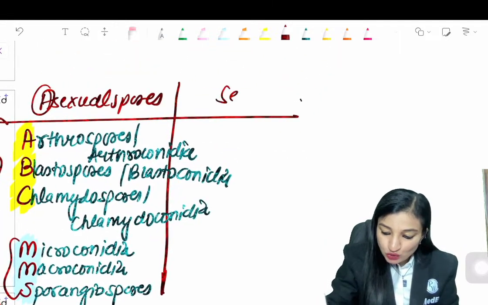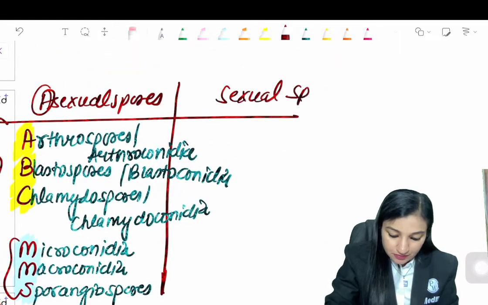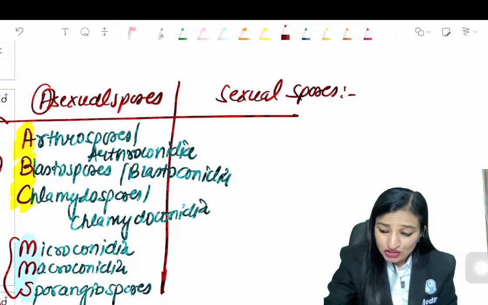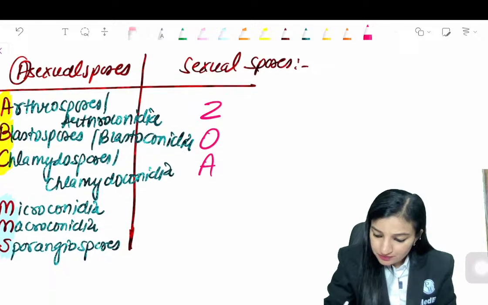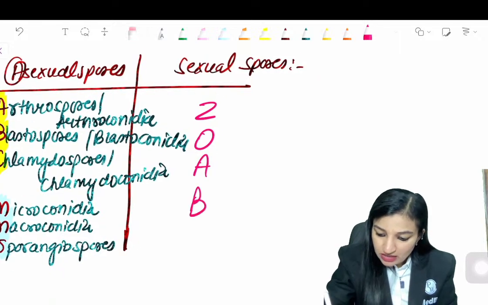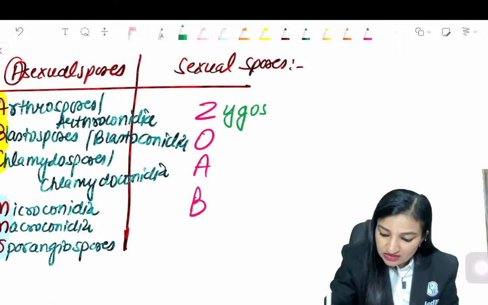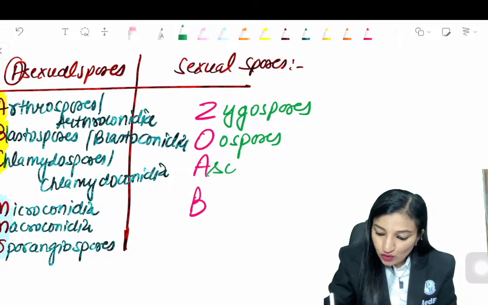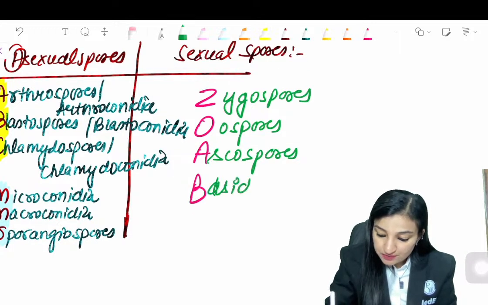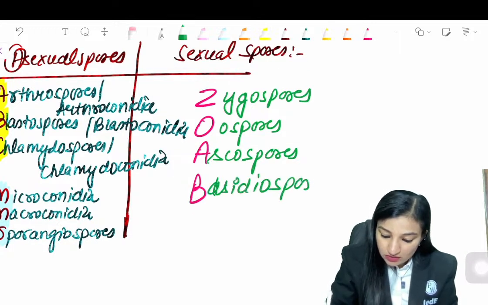Okay, so guys, the sexual spores in mycology. Now remember ZOAB. Z stands for zygospores. O stands for oospores. A stands for ascospores. B stands for basidiospores.